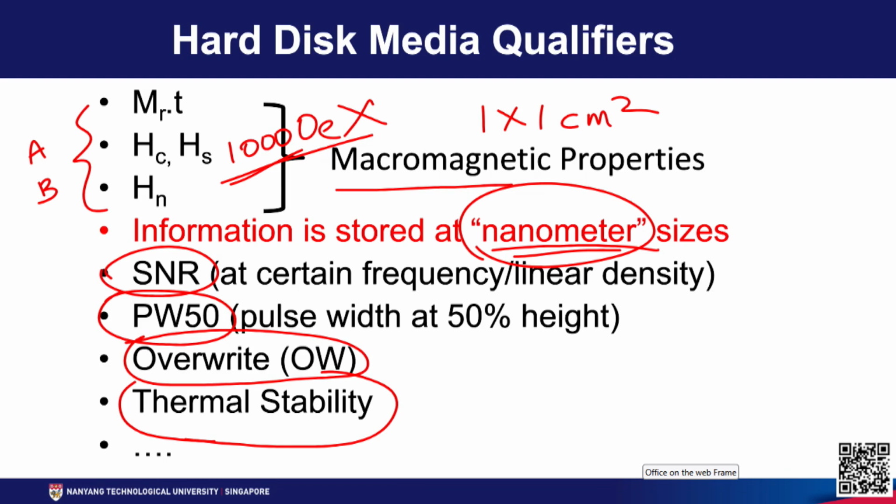What made this recording medium achieve 1.5 terabit per square inch and that recording medium achieve 1.6 terabit per square inch is the difference in these properties. Signal to noise ratio, pulse width, overwrite, and many of these properties give rise to the fine differences between many different media.